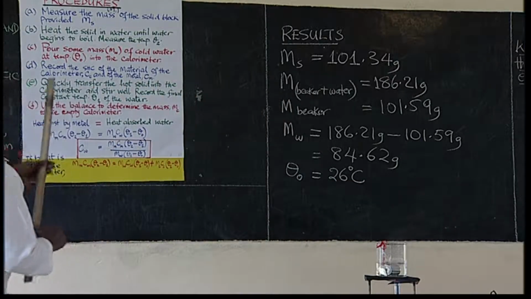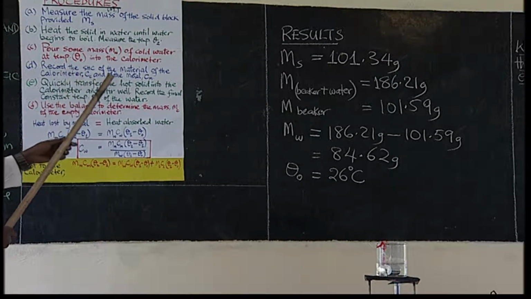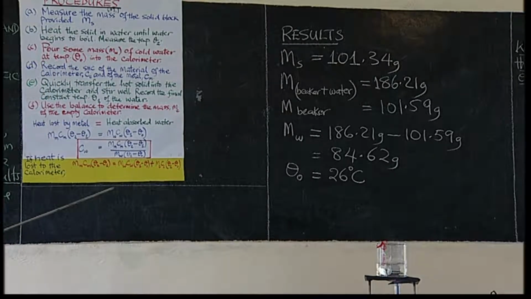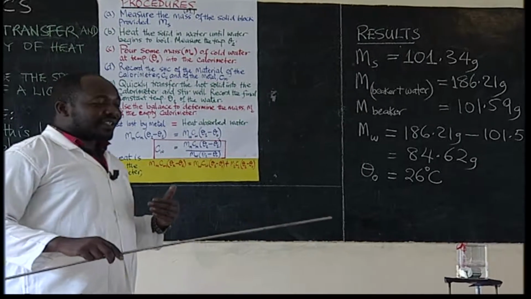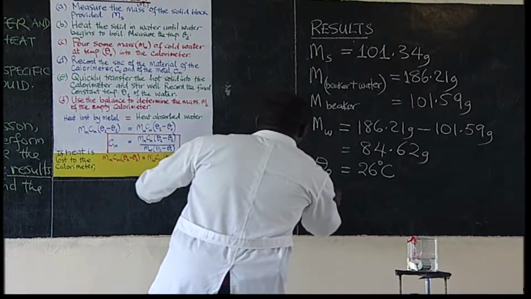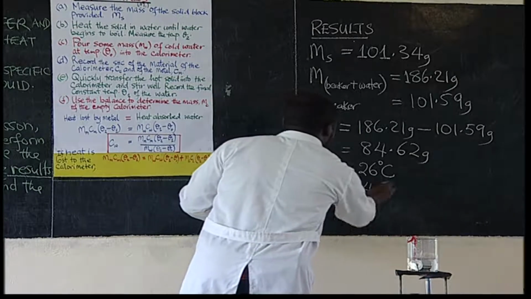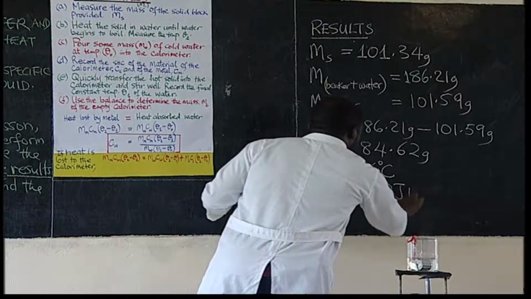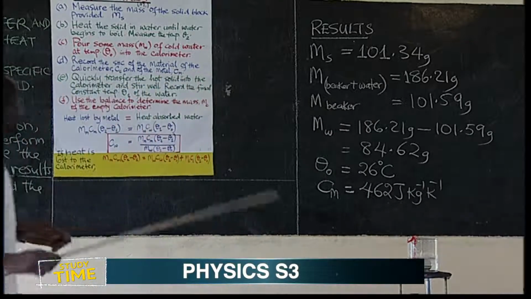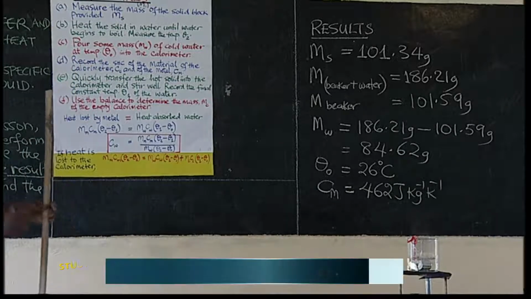Let's move ahead. Record the specific heat capacity of the material of the calorimeter. That one we are just going to record. For now, I will just tell you what the value of the specific heat capacity of the material, our metal, is: 462 joules per kilogram per Kelvin. Let's go ahead, because your teacher will give you that. Remember, it's not what we are looking for. We are looking for the specific heat capacity of water.